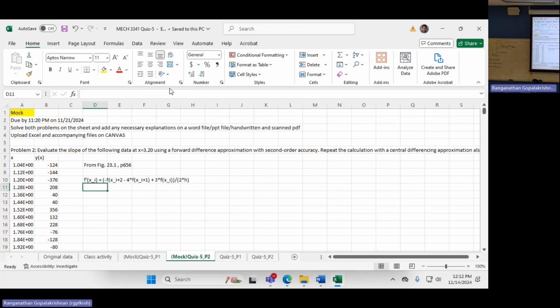So from figure 23.1, page 656, f dash of xi equal to minus f of xi plus 2, plus 4 times f of xi plus 1, minus 3 times f of xi, divided by 2 times h. This distance between i and i minus 1, or between any 2 points, that is h. Stay with me. Okay.